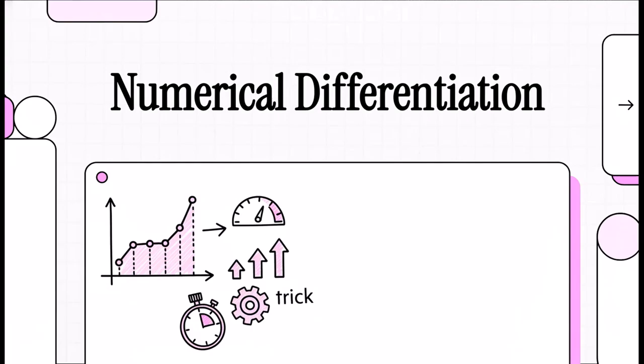Today, we're going to dive into a brilliantly clever mathematical trick. It lets us find the rate of change, things like speed, growth, or reaction rates, for those times when we don't have a perfect formula to work with. And let's be real, in the real world, that's pretty much all the time.